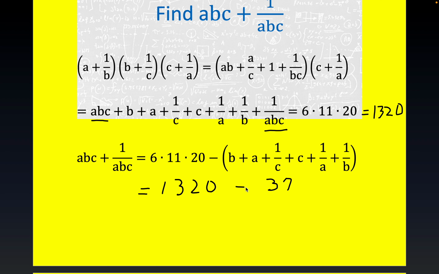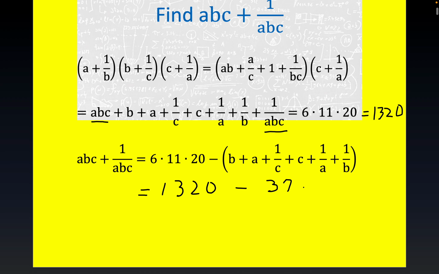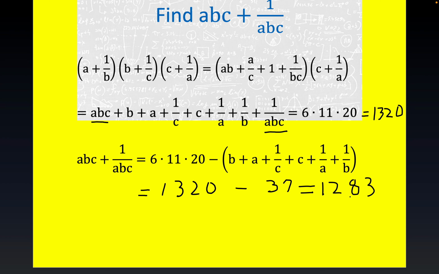And so what we end up with is that this is equal to 1320 minus 37, and the mental math there is not too hard. That would be 1283. 1320 minus 37 is equal to 1283 is what I'm getting mentally here. 1283. And I'm just checking when you sum that, yeah. Okay. So yeah, pretty amazing to me.